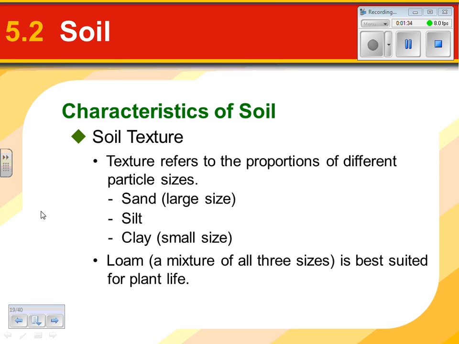The loam content is a mixture of all three sizes, and this is the characteristic that you're looking for, and it's best suited for plant life. Here in Wisconsin, we have a state soil that is the Antigo silt loam, and if you've been in and around Antigo, you know that they grow a lot of potatoes in that area, and Antigo silt loam has been identified as the state soil.